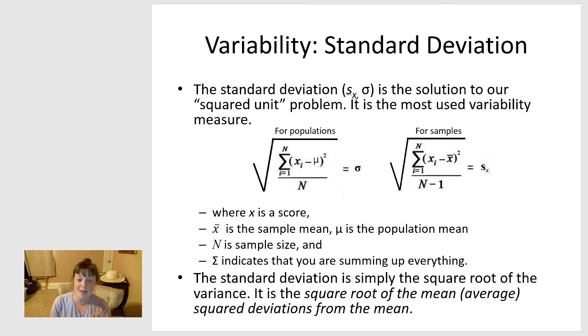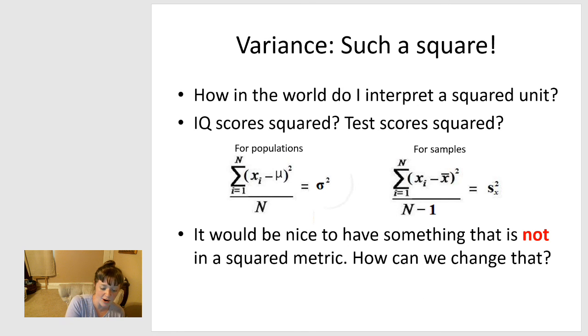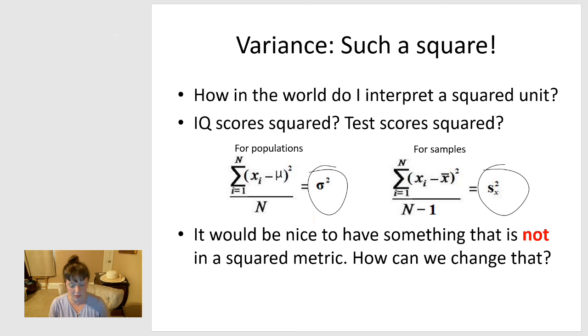And if nothing else, you must commit these symbols to memory. Sigma is the standard deviation for a population. S is the standard deviation for a sample. Sigma squared is the variance for a population. S squared is the variance for a sample.